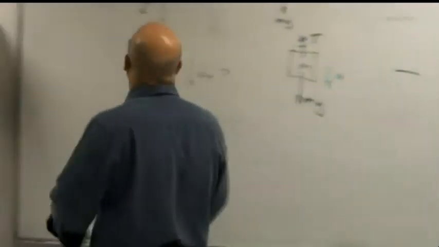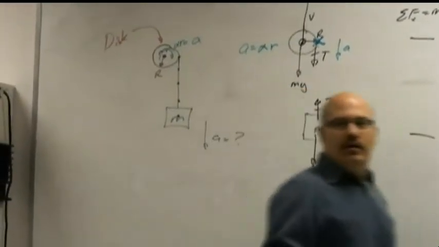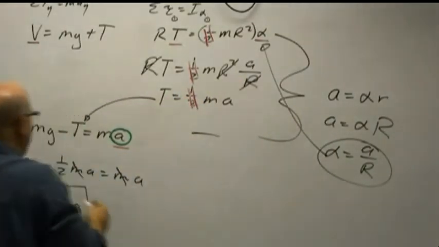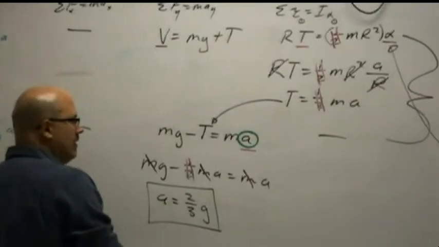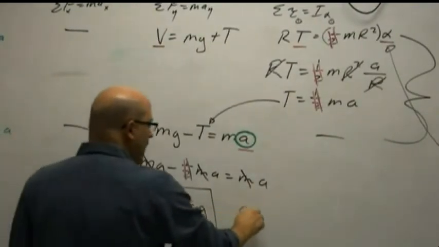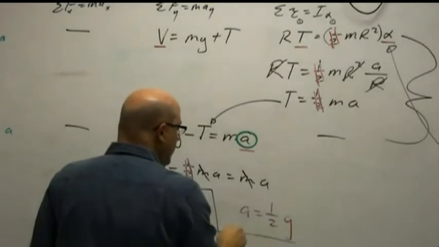What would happen if I replace this disc with a hoop? Would it be a 1/2? This 1/2 goes away, and I end up with, if it's a hoop, a equals 1/2 g. It's 1/2 g.